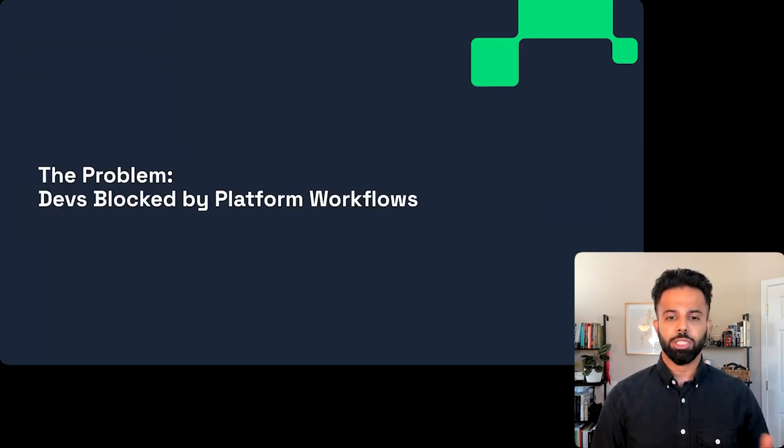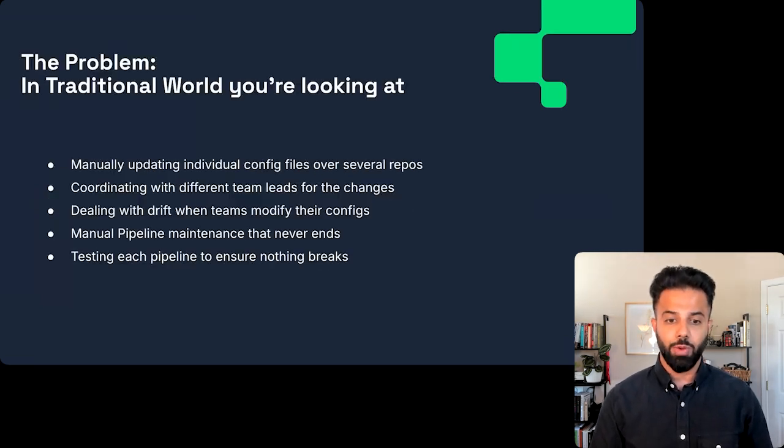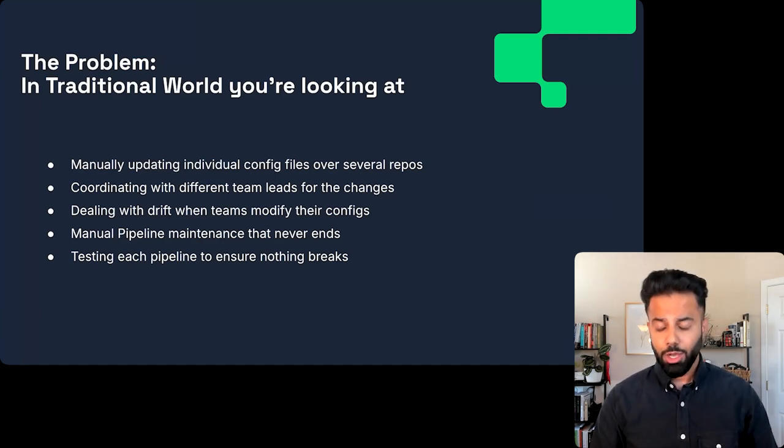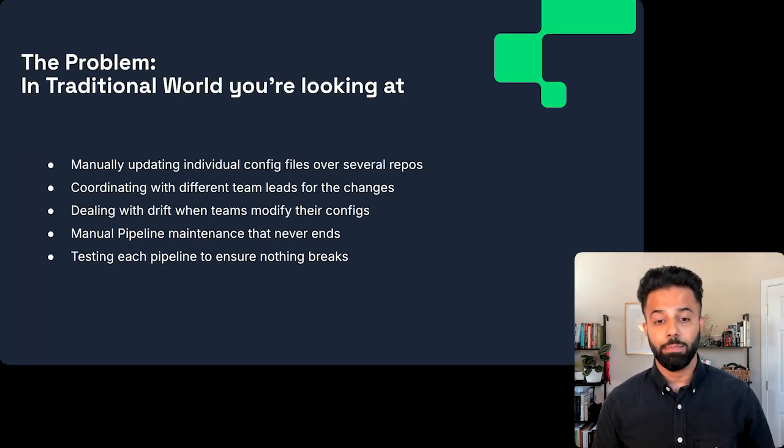Let me paint you a picture that's probably painfully familiar. You're a platform engineer responsible for over 200 projects across several different teams within your organization. Your CISO has mandated that every single pipeline must include secret scanning and container vulnerability checks by the end of the week in order to meet the new SOC 2 Type 2 compliance requirements. In the traditional world, you're looking at manually updating 200 plus individual config files, coordinating with several different team leads, and testing each pipeline to ensure nothing breaks.